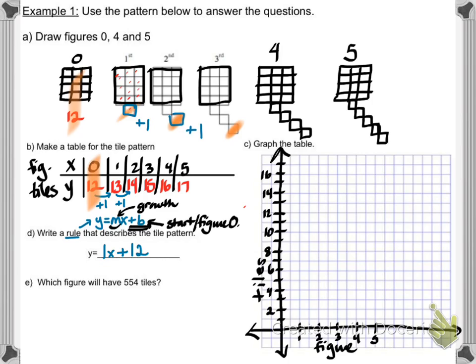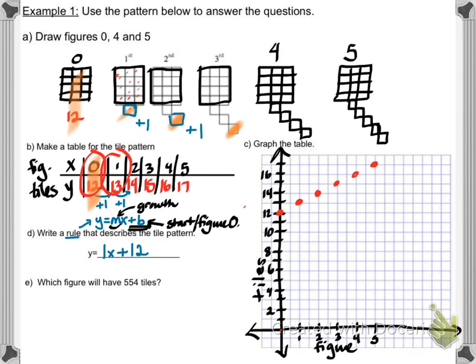Now I'm ready to graph. So I'm going to graph (0, 12). And of course that means I'm going to go over 0 and up 12, that red point. That's figure 0, 12 tiles. Then I go to figure 1, 13 tiles. So I go over to 1, up to 13 tiles. Then I continue on. Figure 2 has 14 tiles. Figure 3, 15, and so on.